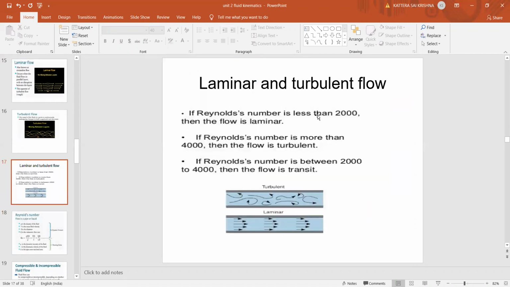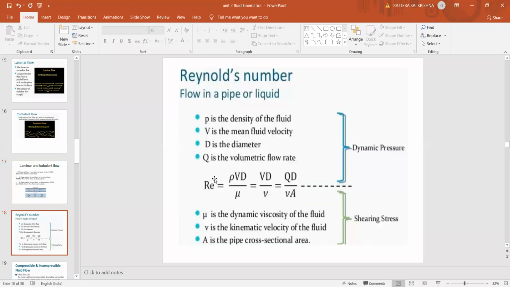One more concept while coming to laminar and turbulent flow is the Reynolds number. I think in the experiment also somewhere you have seen the Reynolds number. First we need to know what this Reynolds number is. Reynolds number is a ratio of inertia force to viscous force. It is denoted by Re, capital R, small e. Re equals rho V d by mu. This is the formula for finding the Reynolds number.